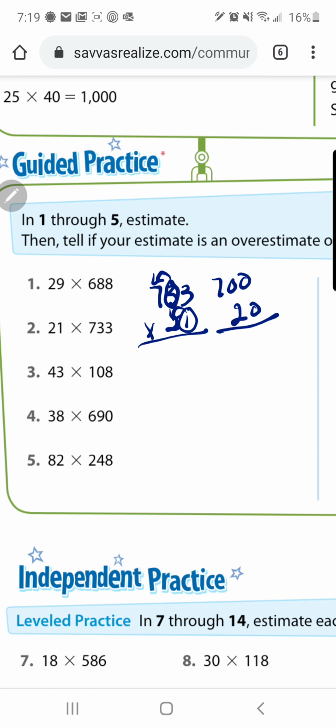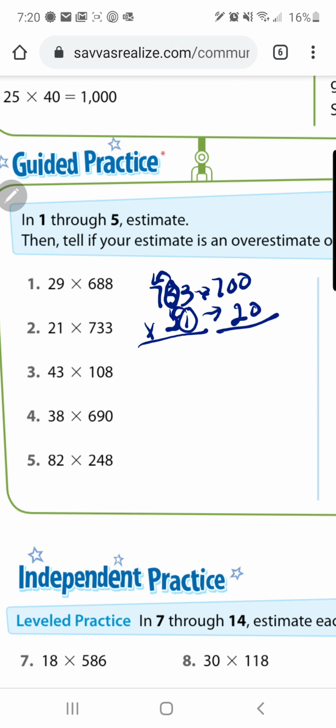And that's what the instructors are kind of telling you to do. You're supposed to tell if the estimate is going to be an overestimate or an underestimate. And in the first one, let me go back. Since we rounded off 29 to 30 and 688 to 700, since both estimates are greater than the actual numbers, it's obvious to say that our estimate is going to be an overestimate. But in number two, since our estimates are less than our actual numbers, we say that our estimate will be an underestimate.